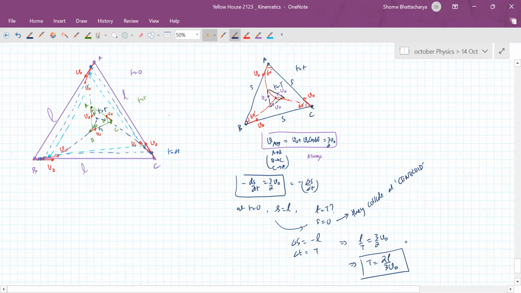Okay, so the distance between them is changing from L to 0. So they've approached each other by a distance of L at a constant approach velocity. So that L by t should be equal to that constant approach velocity.